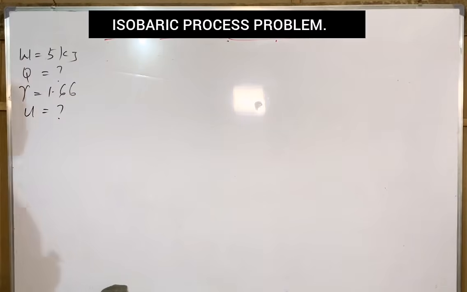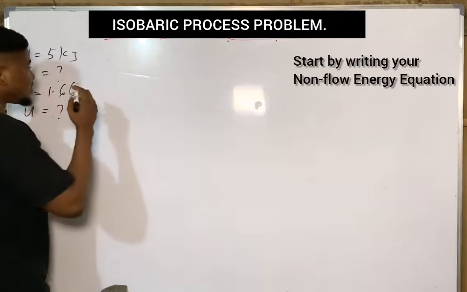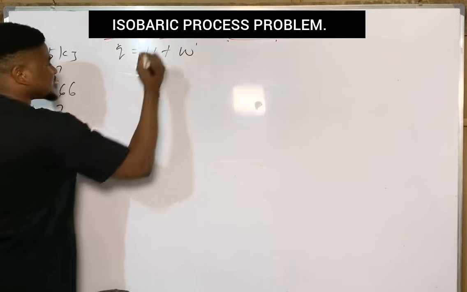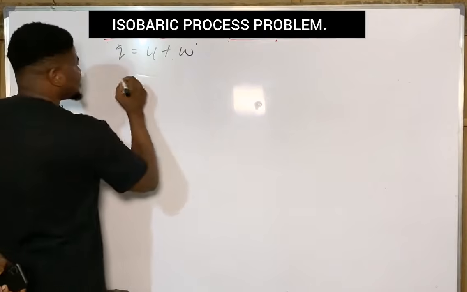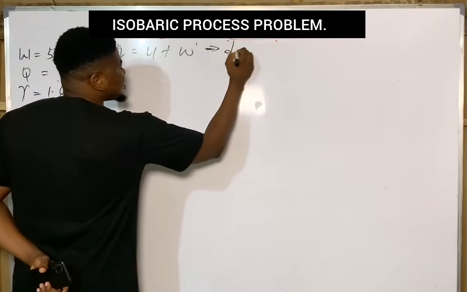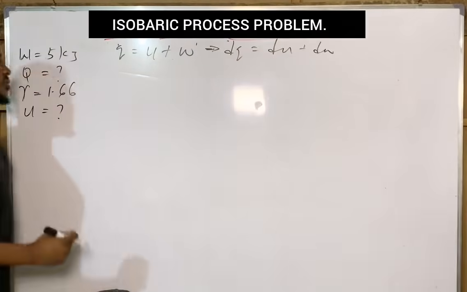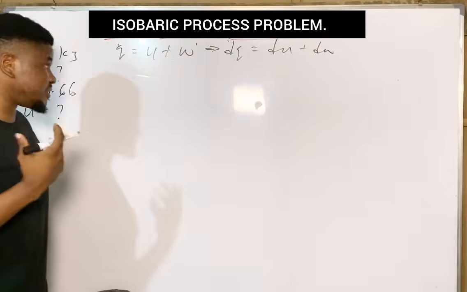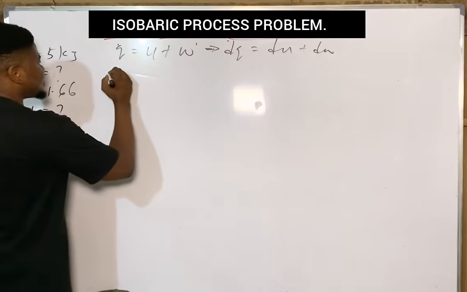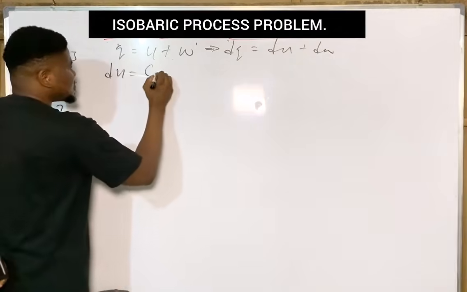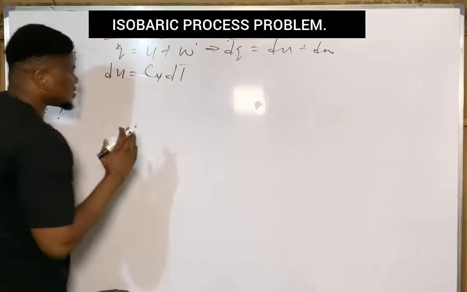Okay, so first thing, for a reversible isobaric process, the very first thing that should come to your mind is to pull out your non-flow energy equation: Q is equal to U plus W. This simply implies that dQ is going to be equal to dU plus dW. This should always be your basic equation, and that should come to your mind first. Now, dU, we've said this already, is going to be Cv dT. We've said this in all our videos.